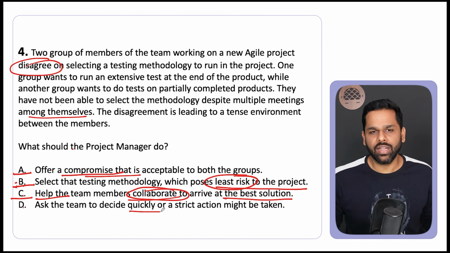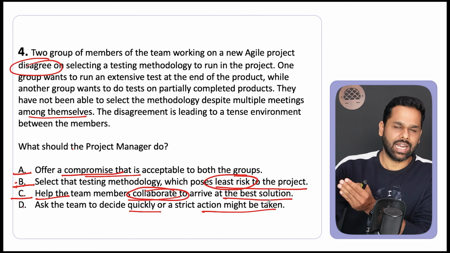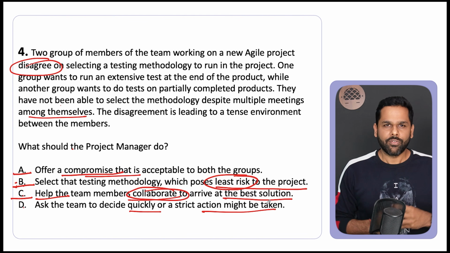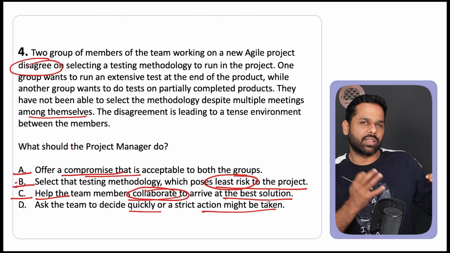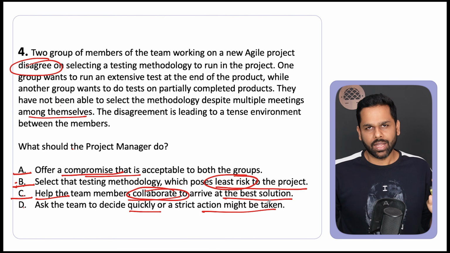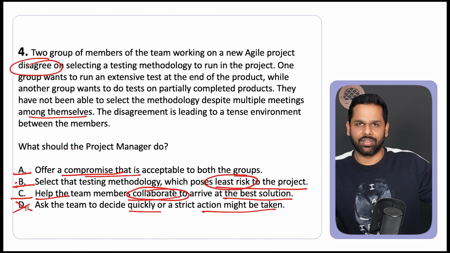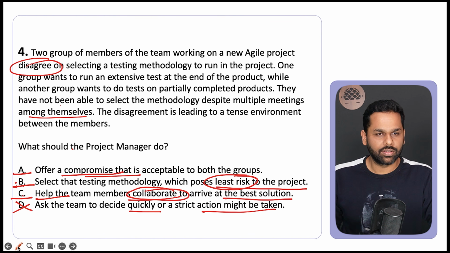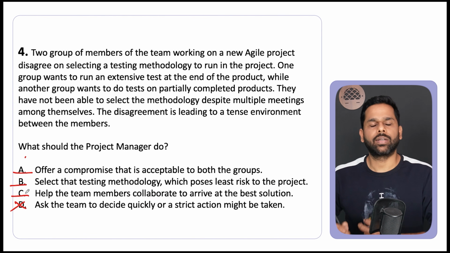Ask the team to decide quickly, or a strict action might be taken. Now, this is where the difficulty stops. From my understanding of all the questions that we received from PMI as authorized training partners, they don't give 4 choices where you're confused. The most difficult questions would be where there are 3 choices which look similar and you're confused about which one is correct or which one is better. Here, we are very clear that this is wrong. You cannot say, take a decision or I take a strict action. You have to help them take decisions. So now we actually have 3 choices and we have to decide which one is better.